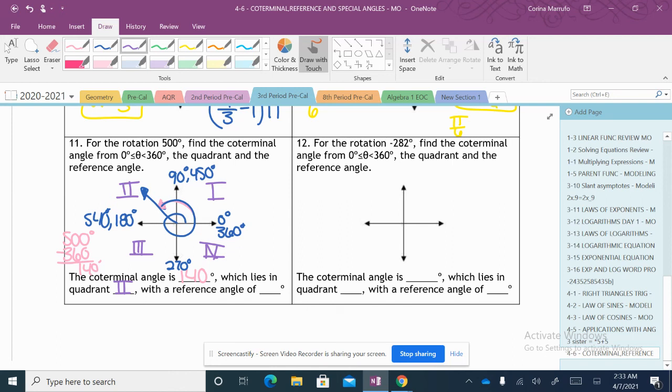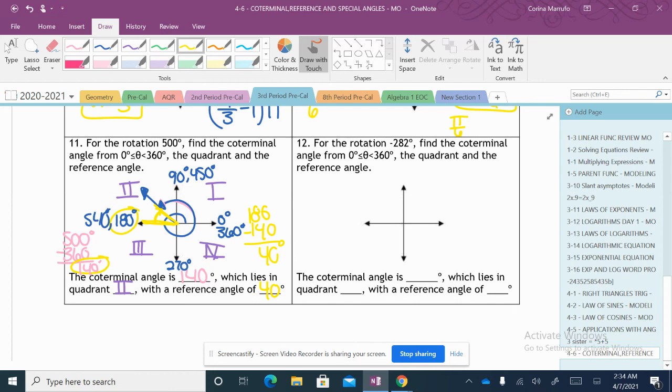And then it says with the reference angle of, so we need to find the reference angle, which is this little piece here from the x-axis to the terminal side. So the way that we find that is we take the 140 and we subtract it from 180. So 180 minus 140 gives us 40 degrees. Okay, so let's try another one.